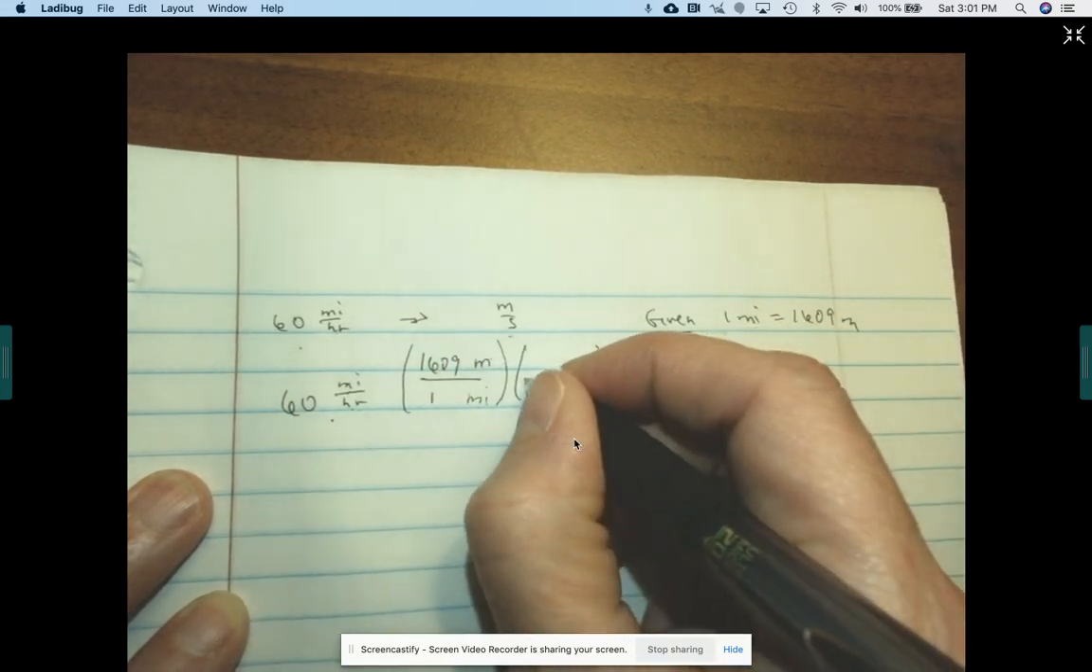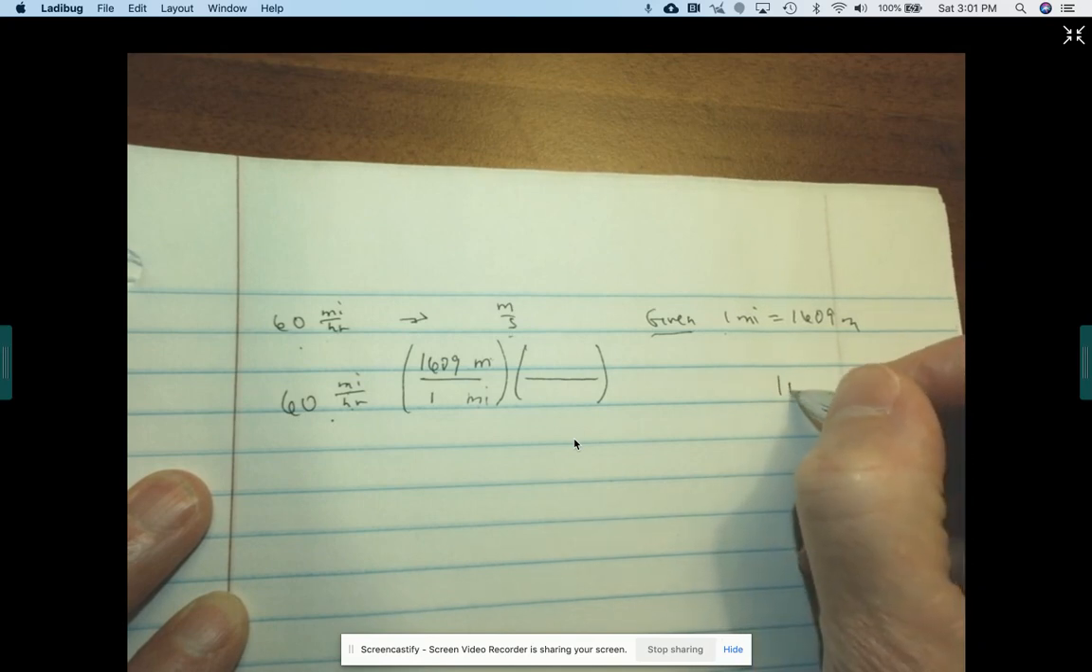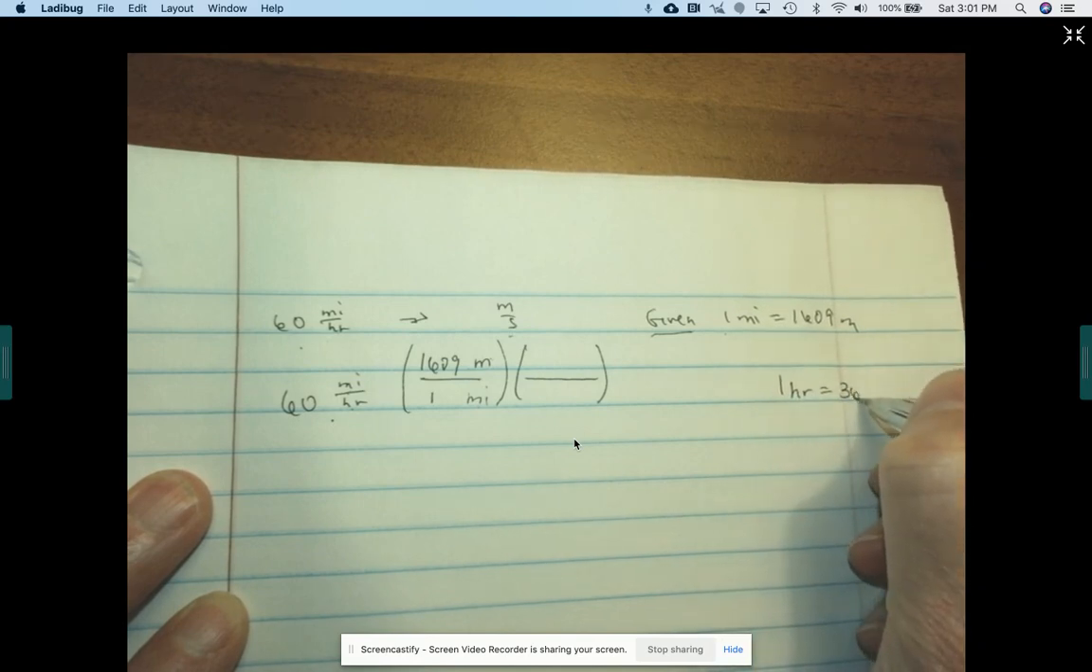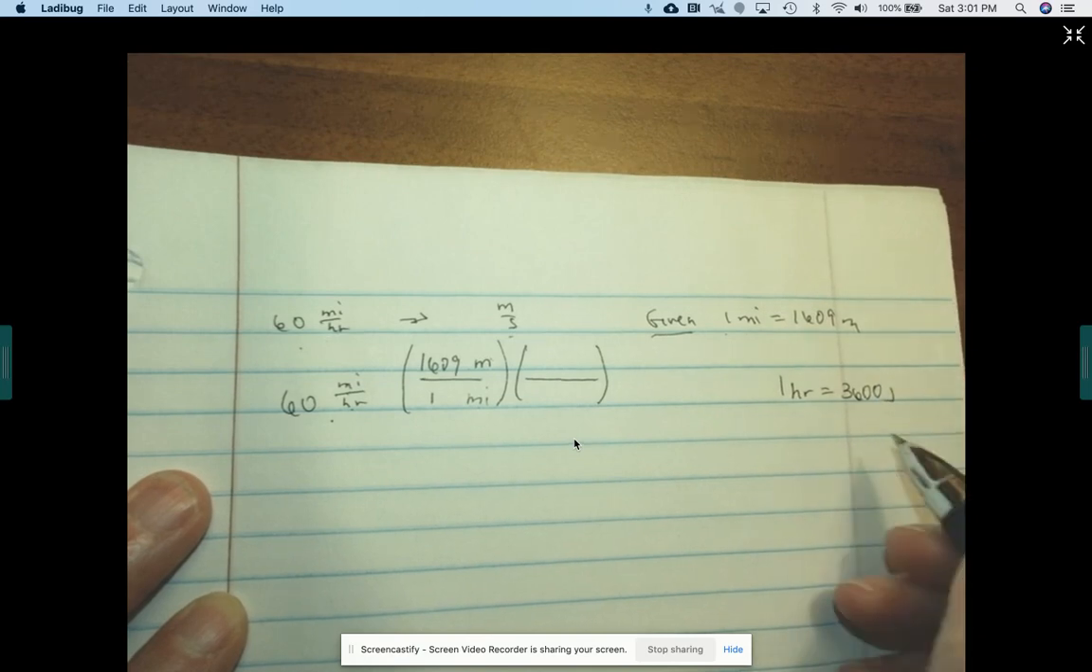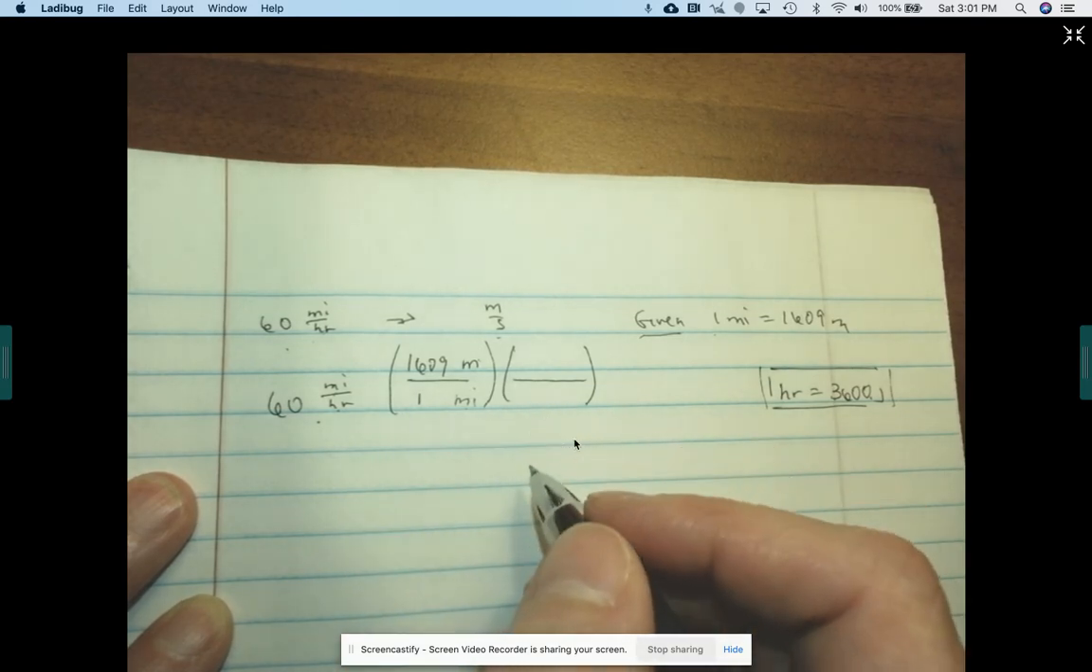So we could do this in one conversion if you know that 1 hour is 3,600 seconds. That's a useful conversion to keep in mind when we do our time conversions. That's just 60 seconds times 60 minutes, which gives us 3,600 seconds. But we can do it in 2 steps for the first time too, just so we see how that works.